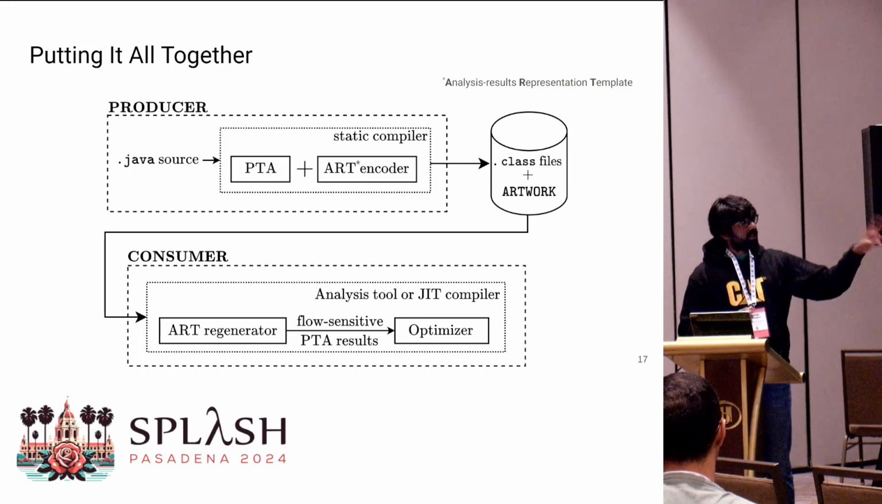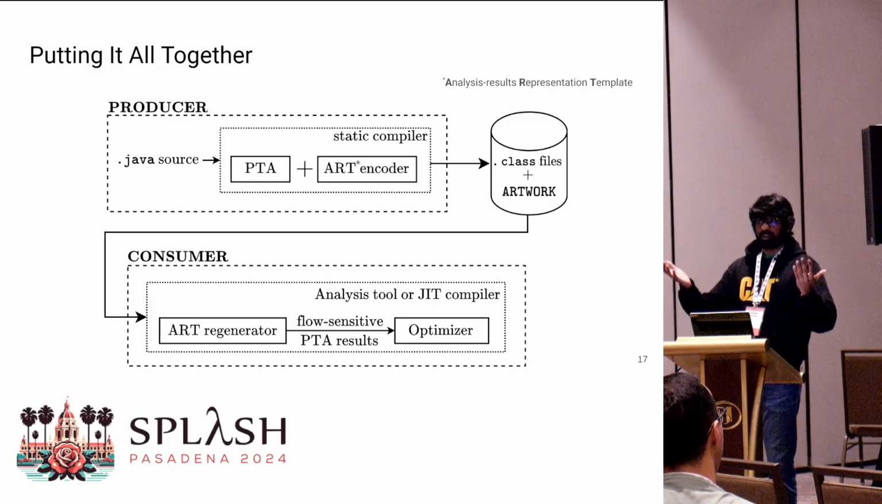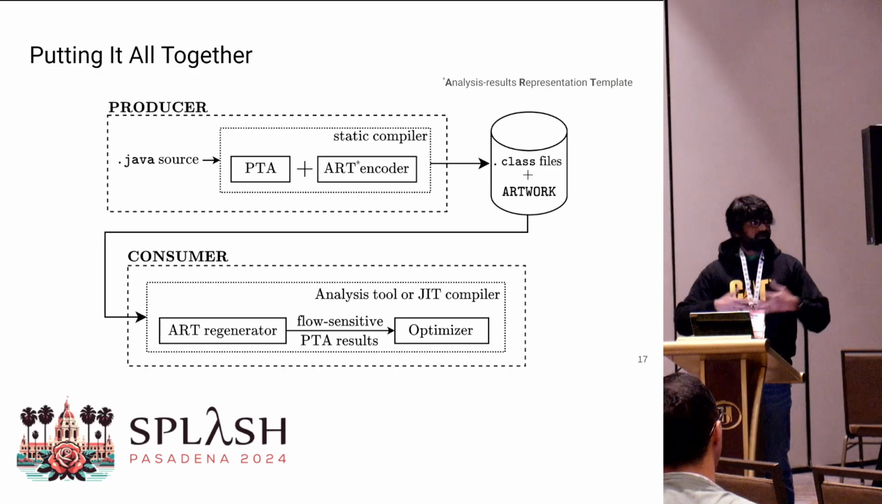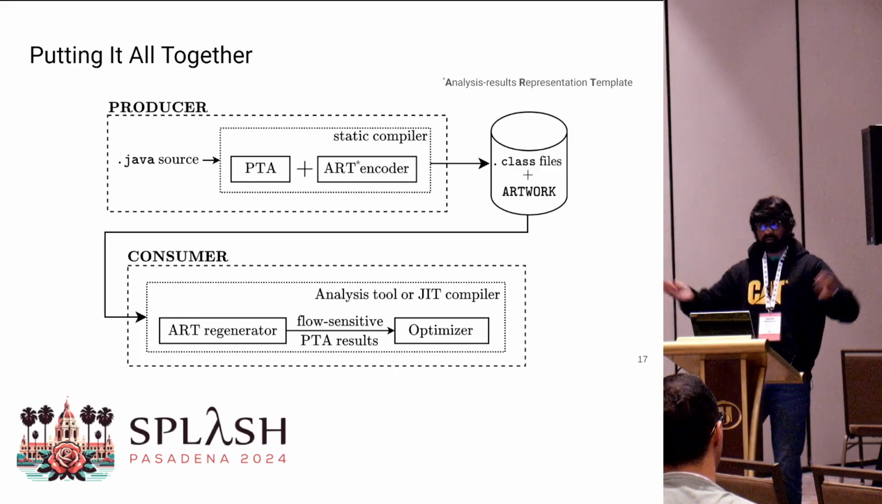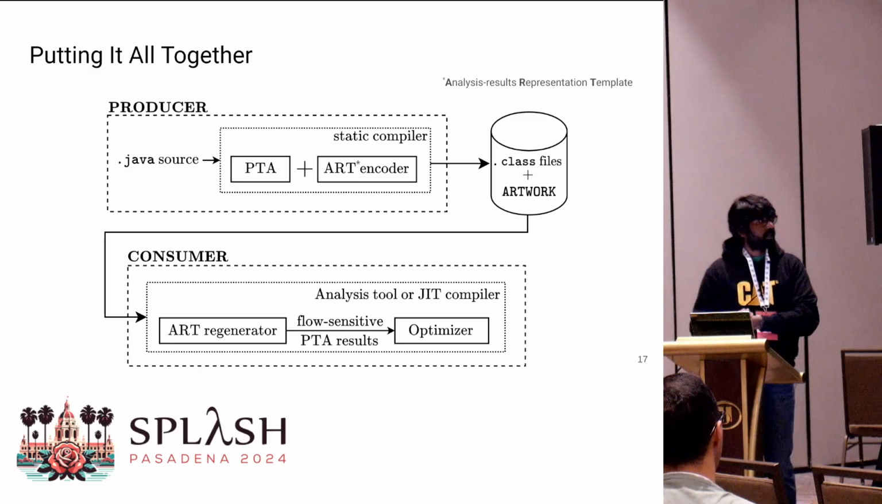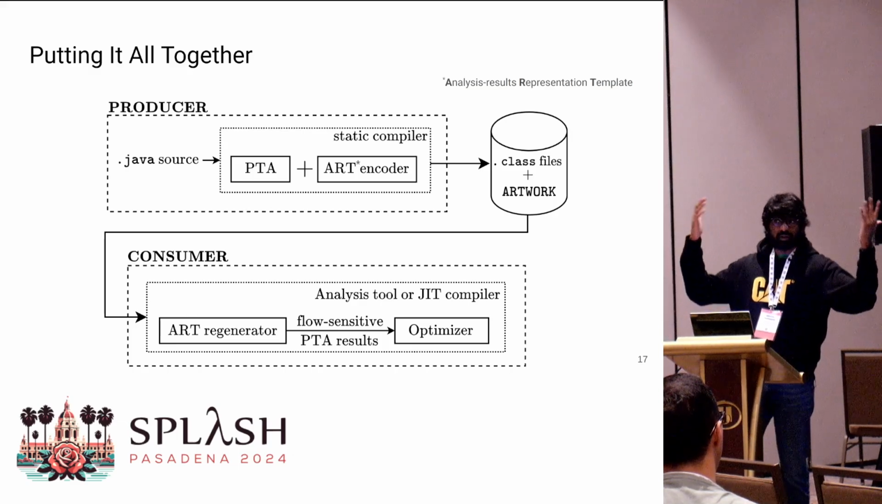And the ART regenerator is responsible for applying all the ideas that we just saw, checking the soundness of the encoded results, and if found to be safe, it rehydrates the points-to analysis for the whole program, starting from those key program locations, and sends it along to the optimization pass of the JIT compiler to be used like any other compiler would.